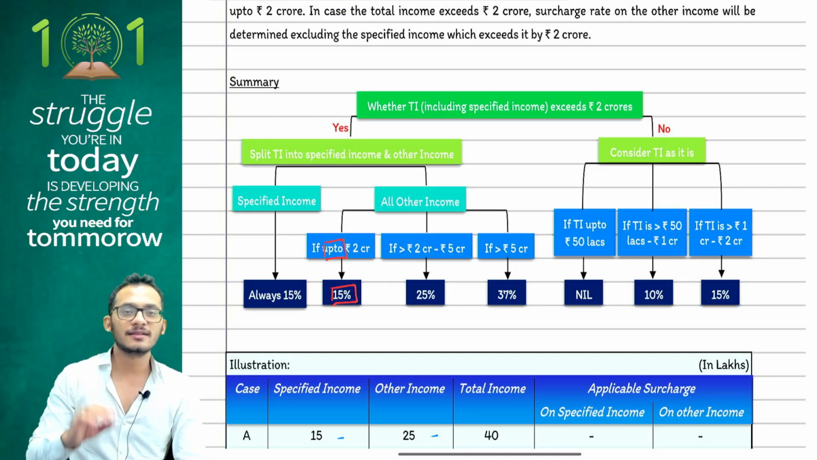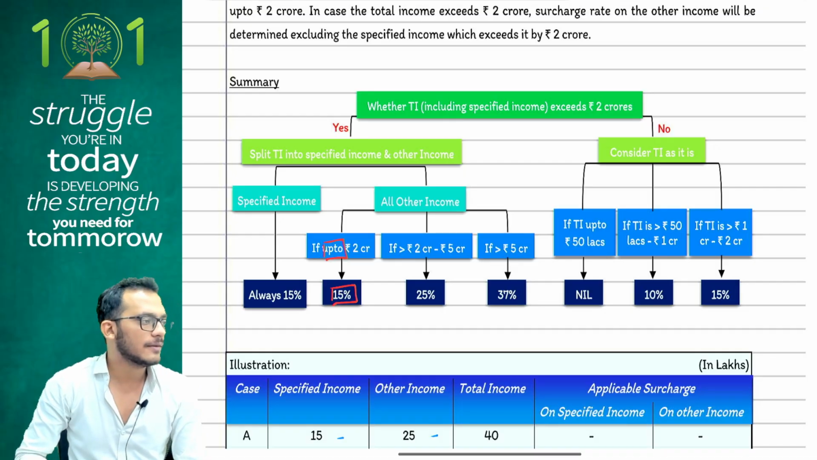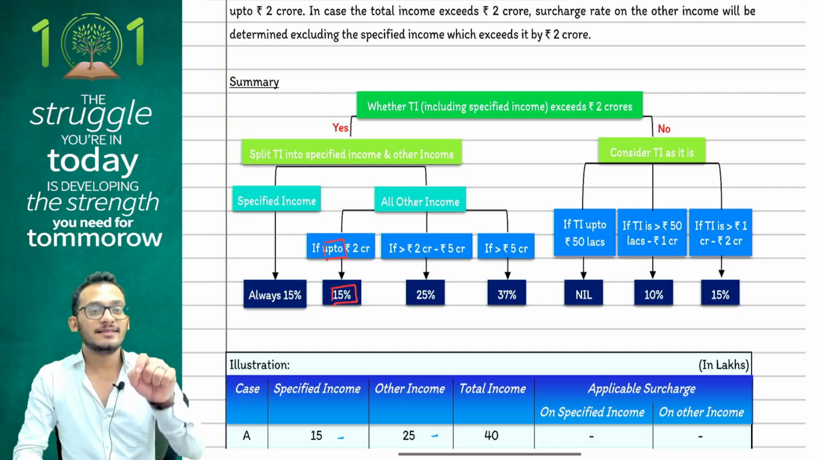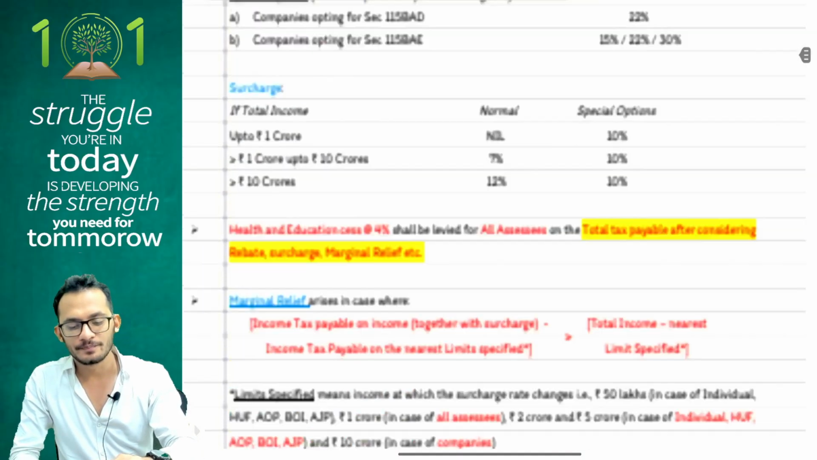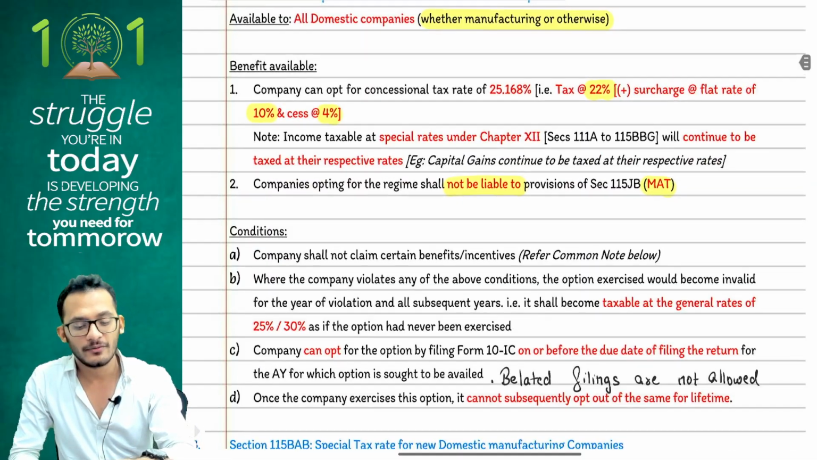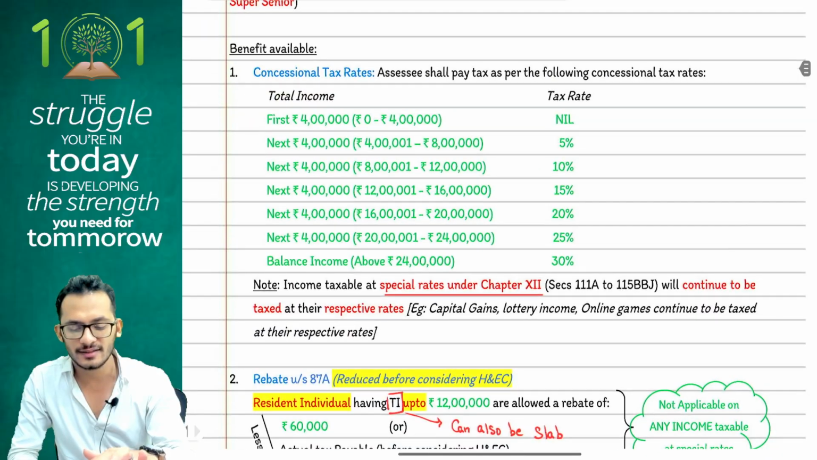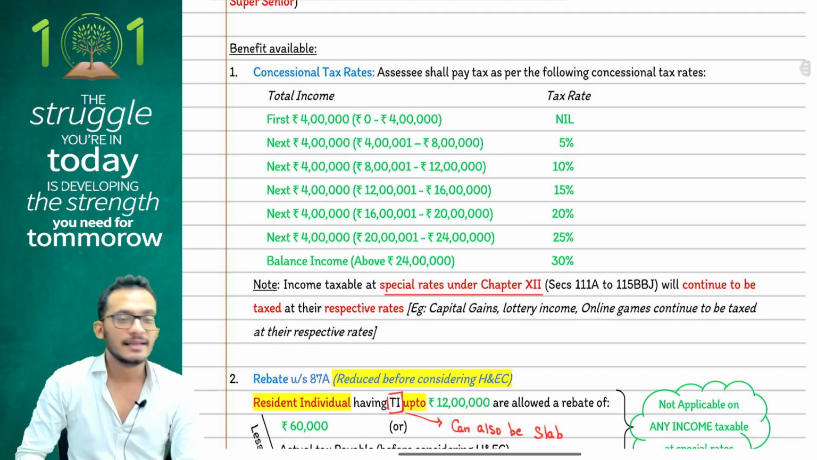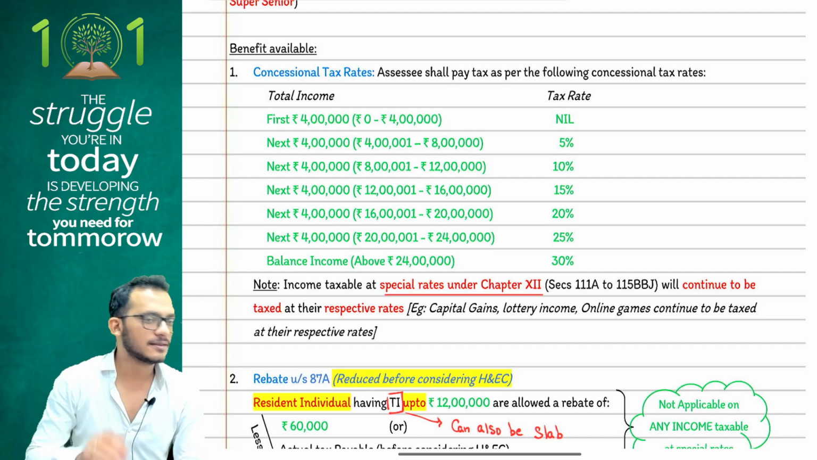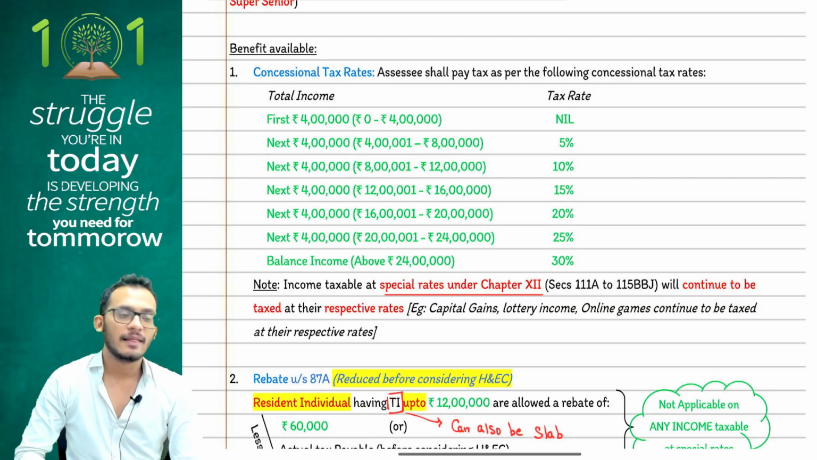At the same time, we discussed if you're an individual, you can now move to default tax regime, section 115BAC, where the rates changed in the current year: 0 to 4 lakhs is 0, 4 lakhs to 8 lakhs is 5%, 8 lakhs to 12 lakhs is 10%, 12 to 16 is 15%, 16 to 20 is 20%, 20 to 24 is 25%, after 24 is 30%.